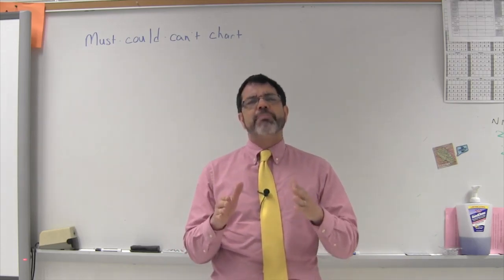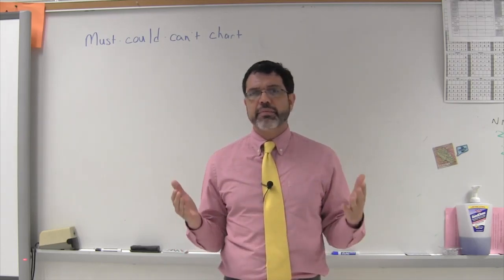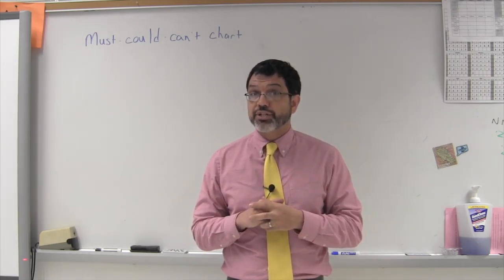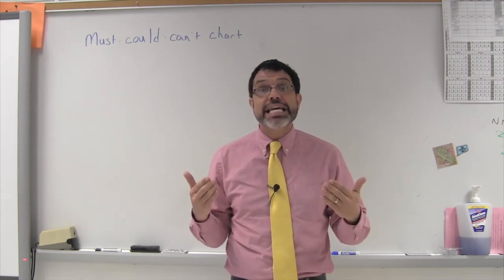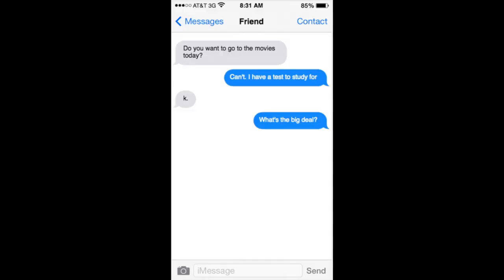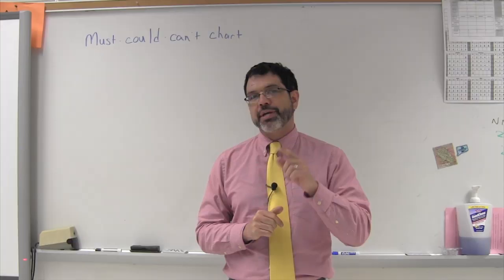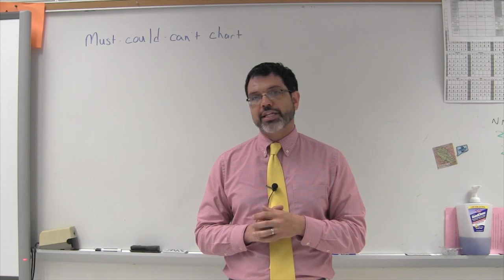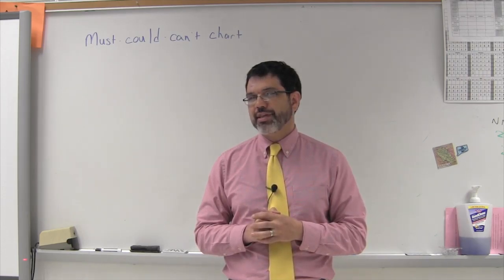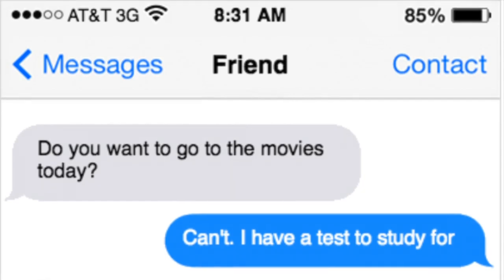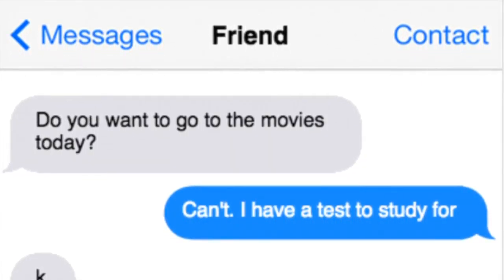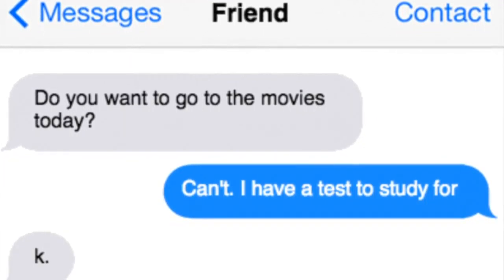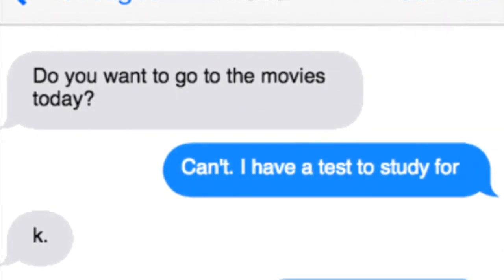So let me just give you an example of how writers in real world situations create a must, could, can't chart in their heads without even thinking about it. Text messaging. Students, you know what it means when you put a period at the end of a short text that you're sending to one of your friends, right? What does that mean? So in this text message, we have two students discussing something. The first says, do you want to go to the movies today? The second student says, can't, period. I have a test to study for. No period at the end.